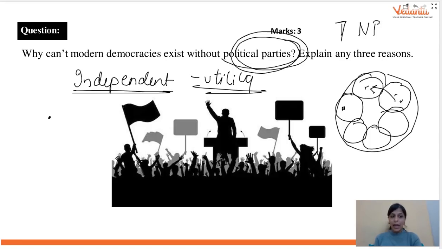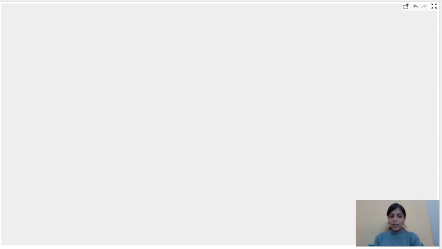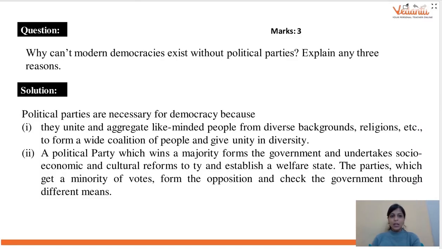Let's see what we have here. So okay, the answer is, because of course, like I talked, you have to talk about independent candidates also, and then you can write that they unite and aggregate political parties. Like-minded people come together, they come from diverse backgrounds and religions, and they work for the betterment of the people. Unity in diversity is the spirit that is associated.